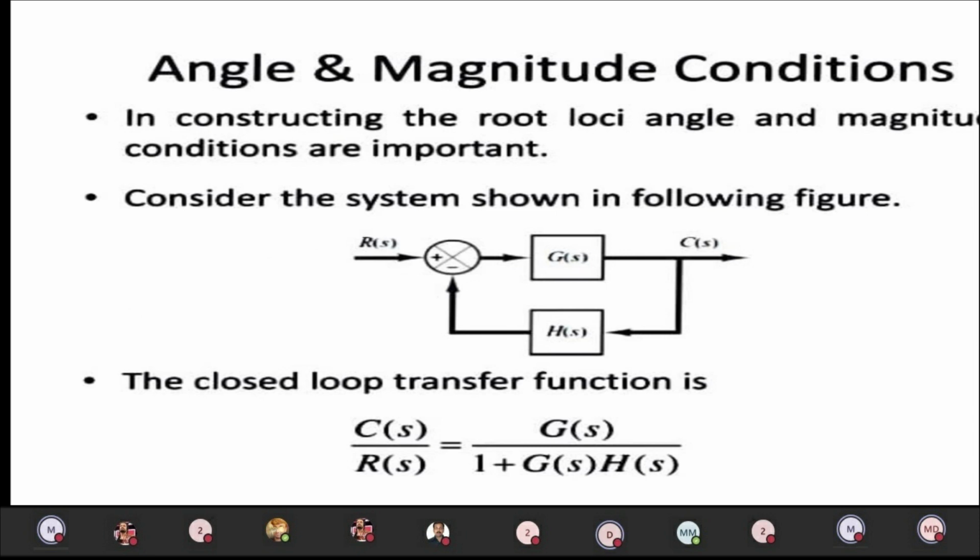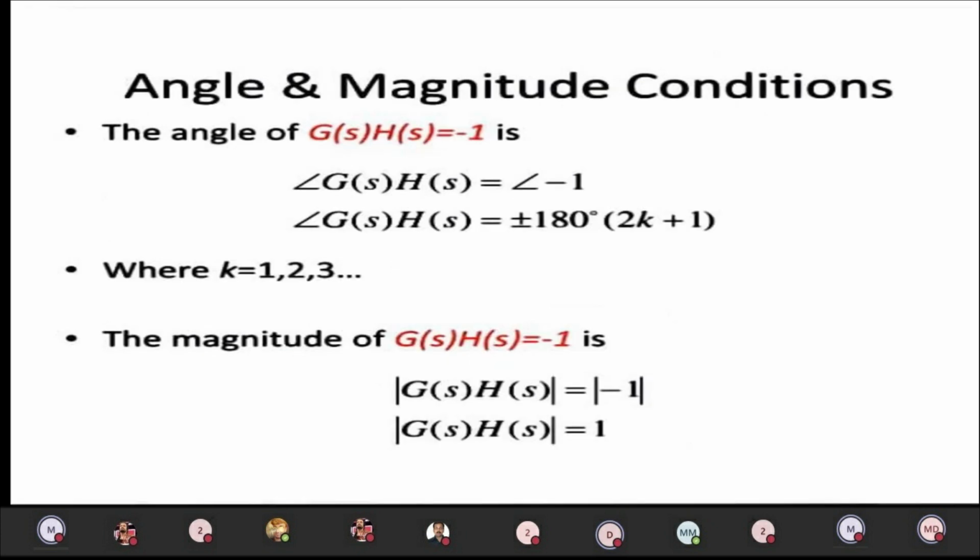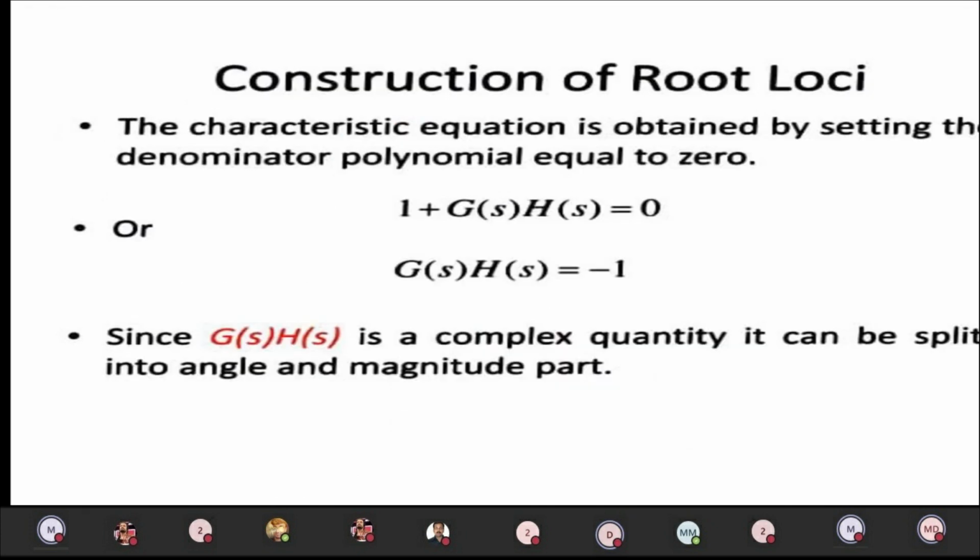Apart from that, the introduction consists of learning the angle criterion and magnitude criterion. In constructing the root loci, the angle and magnitude conditions are very important. As usual, you take the open loop plant gain and also the feedback gain. You will get a closed loop transfer function as G(s) divided by 1 plus G(s)H(s). Here the denominator is considered as the characteristic equation, which is equal to 0. Therefore, 1 plus G(s)H(s) becomes 0.